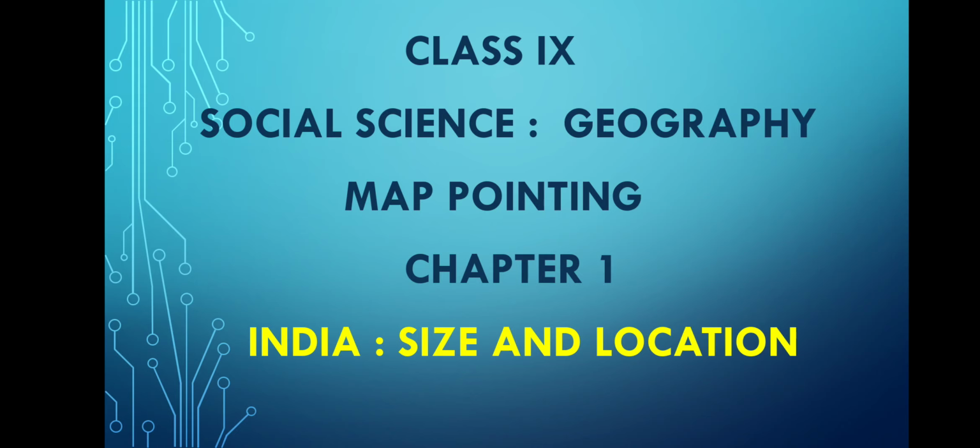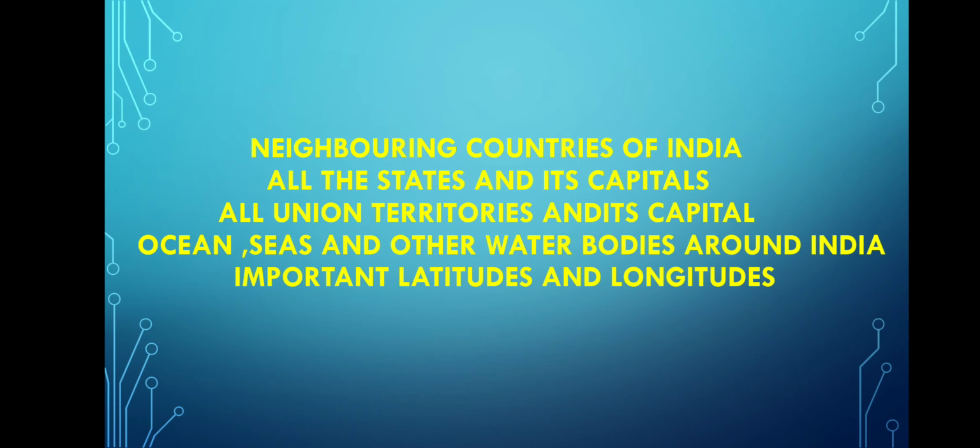So let us first see what you have to practice from this chapter. You can see a few things on the screen: the neighboring countries of India, all the neighboring countries which are sharing land borders, as well as those which are our neighbors but not sharing land borders, being separated by a water body. All the states and their capitals, every state we have to practice, all union territories and their capitals, the oceans, seas and other water bodies around India.